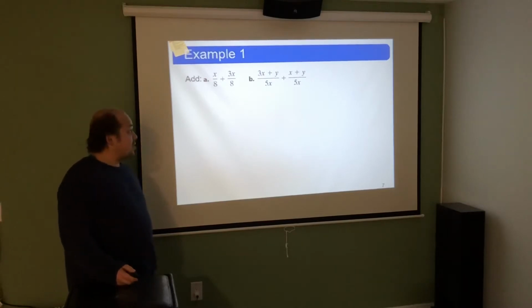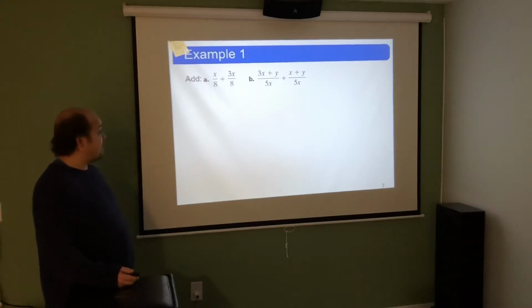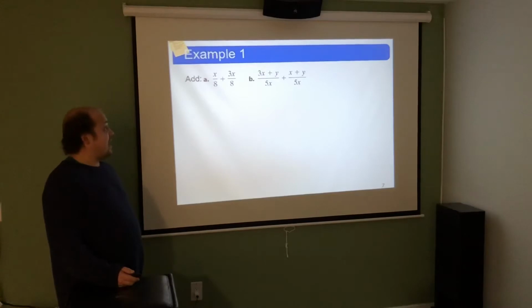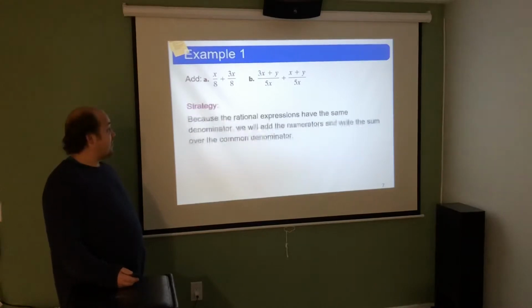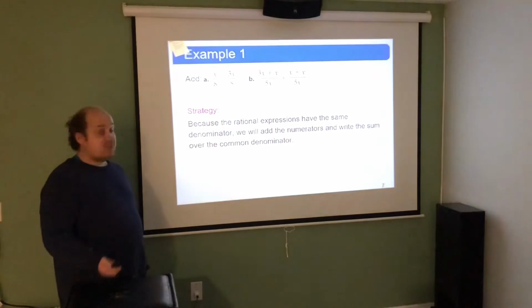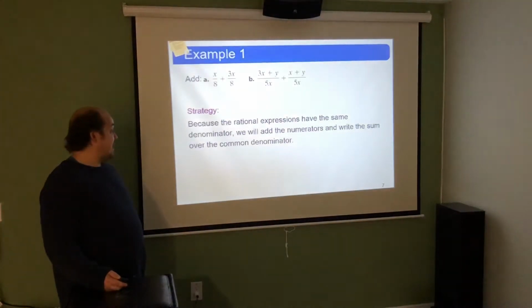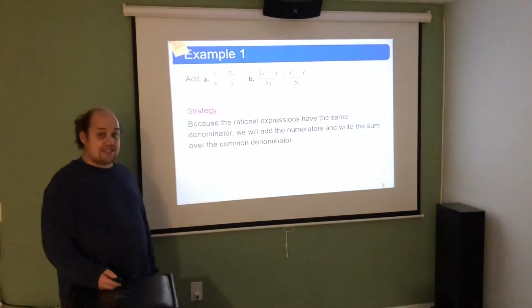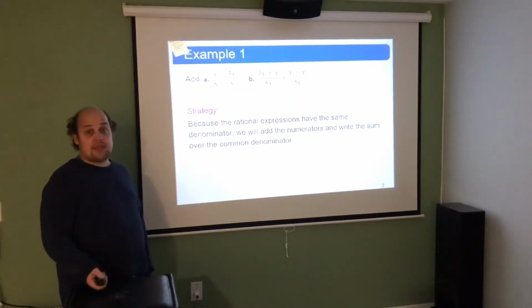So we're going to look at a couple examples here. x over 8 plus 3x over 8, and 3x plus y over 5x plus x plus y over 5x. Because the rational expressions have the same denominator, we're just going to add the numerators and then write the sum over the common denominator. But we do want to be on the lookout to see if anything reduces the way that it did in 7.1.